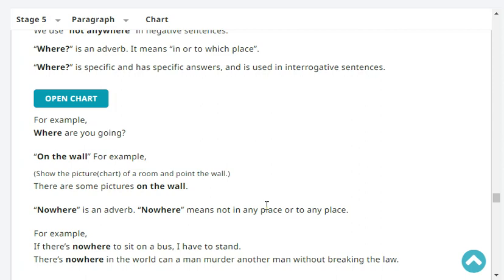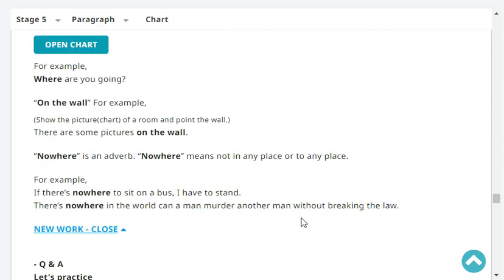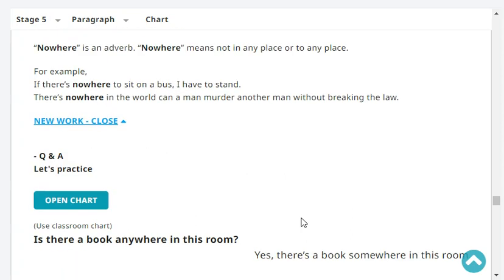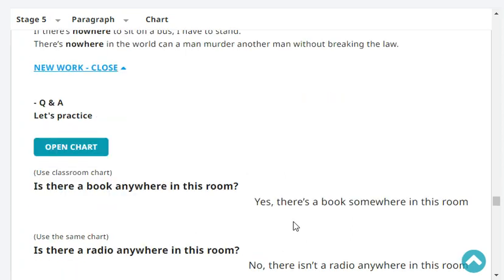On the wall, for example, there are some pictures on the wall. Nowhere is an adverb. Nowhere means not in any place or at any place. For example, if there's nowhere to sit on a bus, I have to stand. There's nowhere in the world where a man can murder another man without breaking the law. Let's practice. Is there a book anywhere in this room?